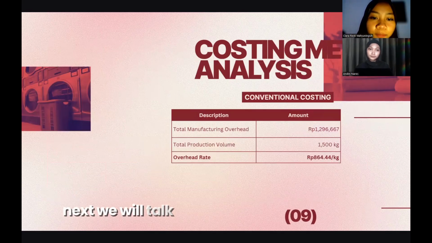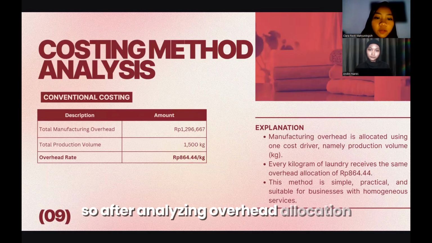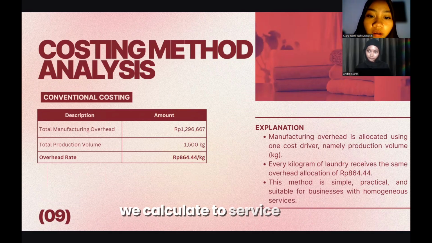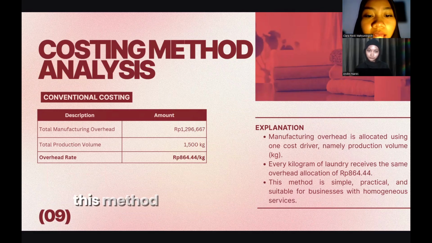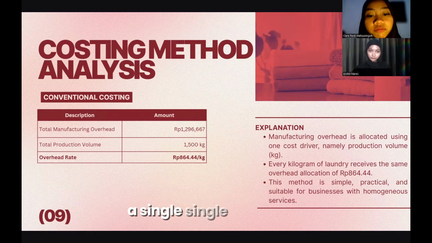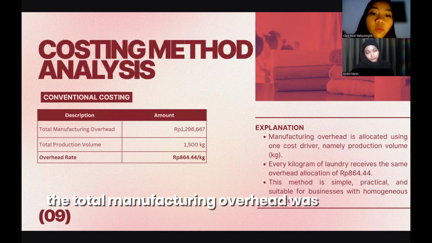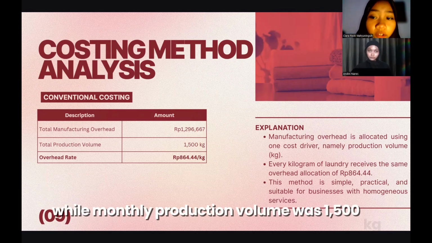Next, we will talk about conventional costing. After analyzing overhead allocation, we calculate service costs using the conventional costing method. This method allocates all manufacturing overhead using a single cost driver, namely production volume. The total manufacturing overhead was 1,296,667 rupiah, while monthly production volume was 1,500 kilograms.